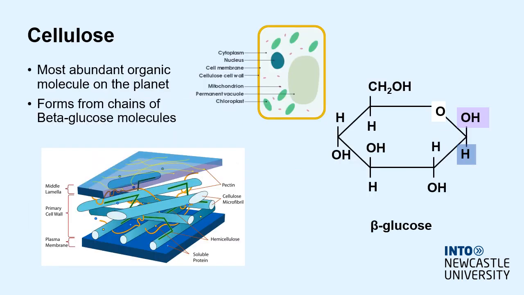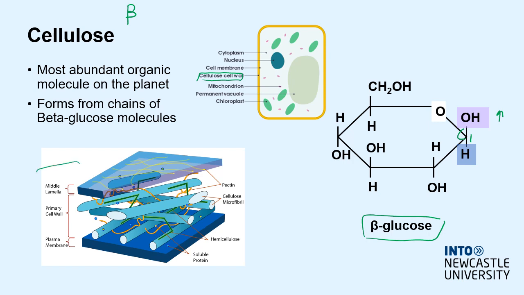Cellulose is different. Cellulose is made of beta glucose, and we can see a little image of beta-glucose to remind you. And remember, on carbon 1, the OH group is pointing upwards. Cellulose makes up the cell wall of a plant cell. So it's on the very outside of a plant cell. And we'll talk about this in more detail in a few weeks' time.